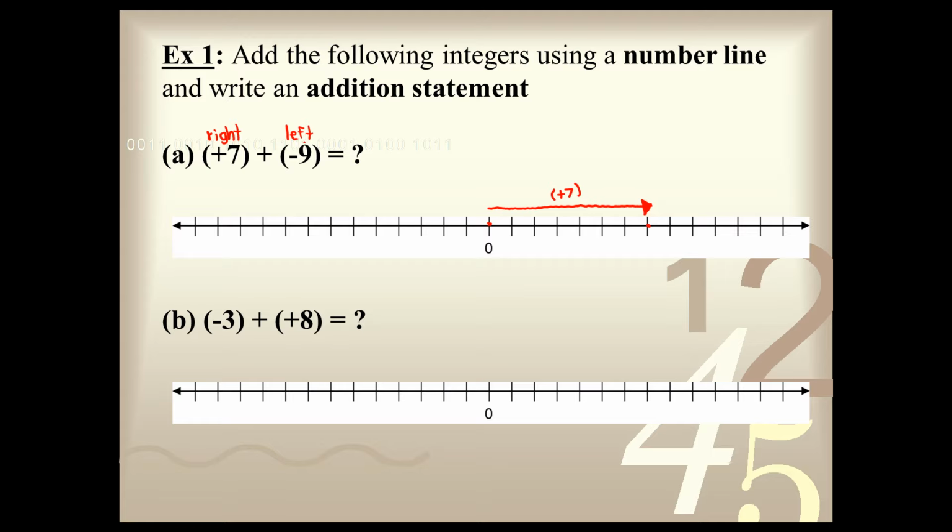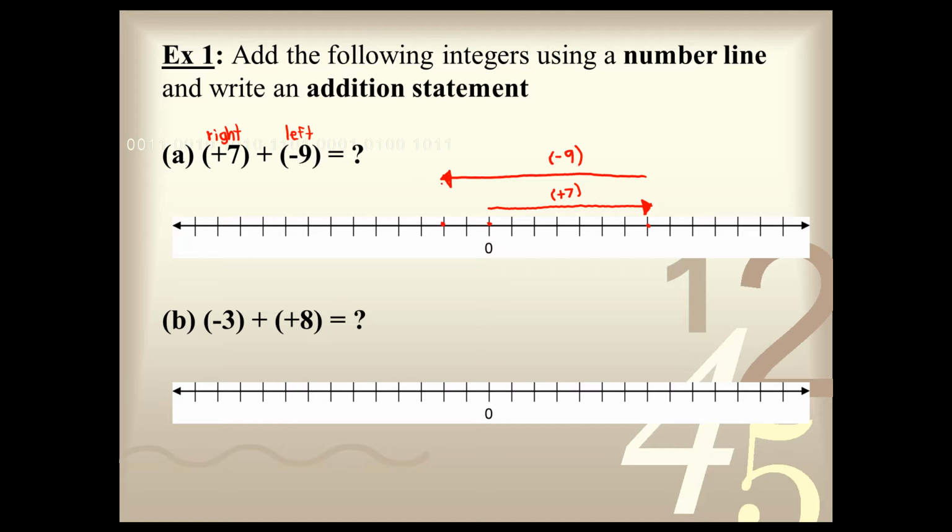The next one says then go left by 9 units. So we always start at the end of where the first integer is going to end up, and then we go left. We're going to go left from there. So we're going to go 1, 2, 3, 4, 5, 6, 7, 8, 9. And I draw that integer starting from the end of the first one, and then I just go straight over to where it finishes. And we can label that integer as negative 9.